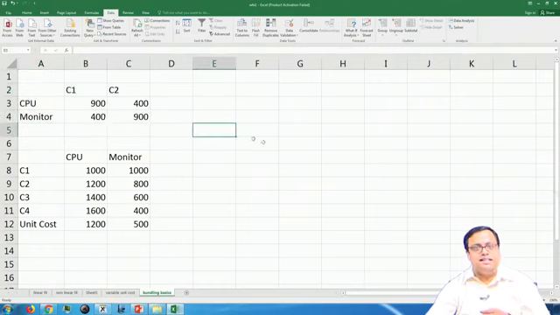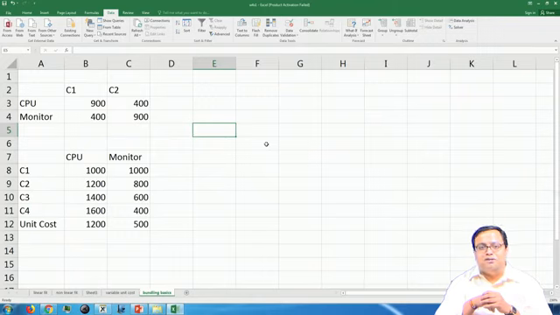So, think about this situation here. Customer C1 and C2 are customer 1 and customer 2. The willingness to pay has been written there. Customer 1 wants to pay around $900 for a CPU and $400 for a monitor. So, this is his willingness to pay.